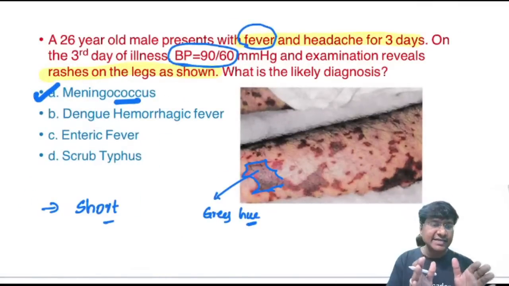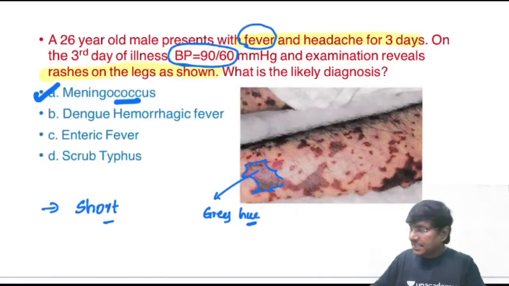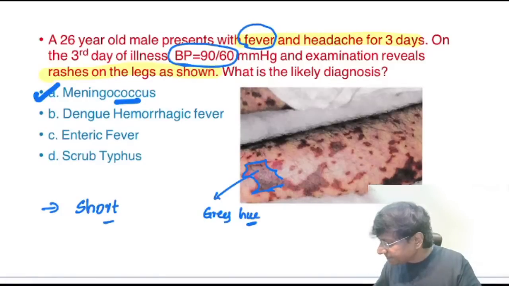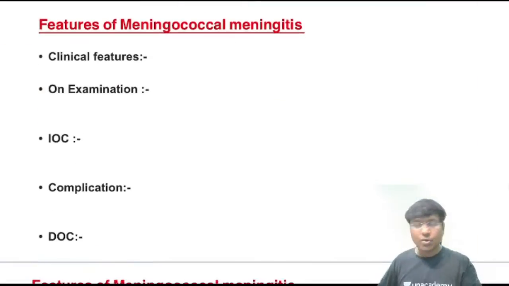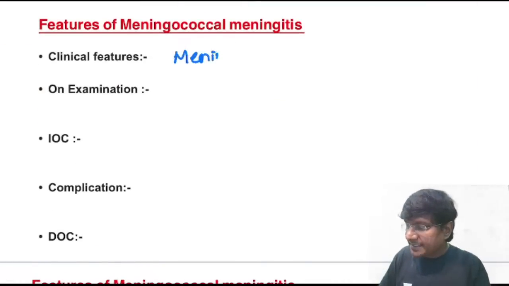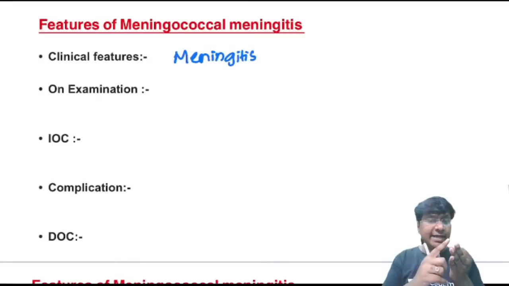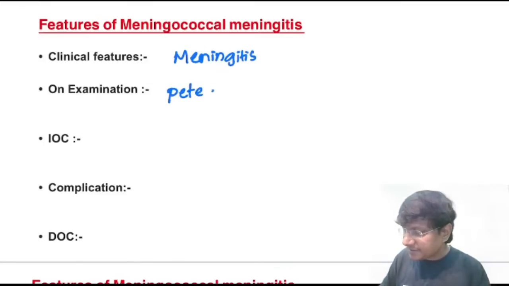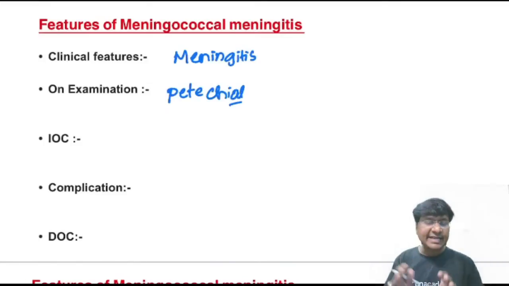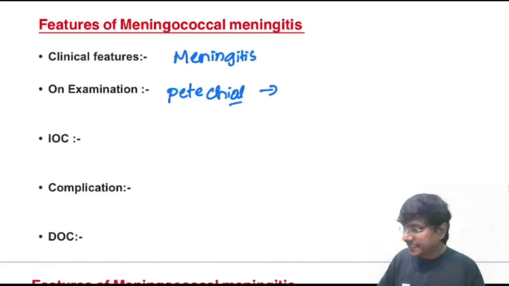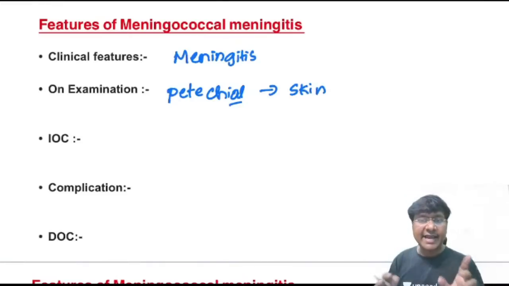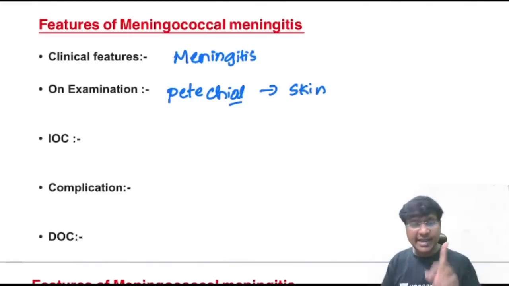Now, Neisseria meningitidis as such is a very, very important topic. Let me give you a quick recap of meningococcal meningitis. You will have all the features of meningitis: fever, headache, vomiting, delirium, convulsions. On examination, you have the rash, a stellate shaped rash with central gray hue. This petechial rash is present over the skin and mucous membrane.